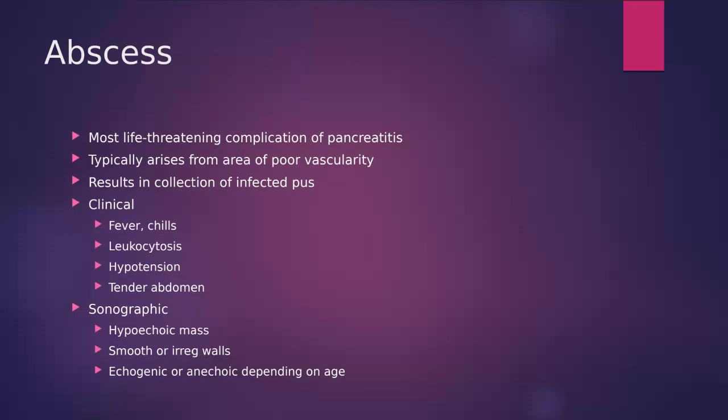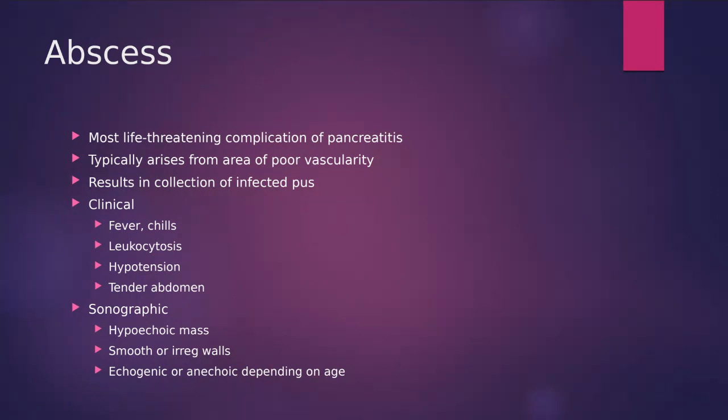Next, we have an abscess. So this is actually the most life-threatening complication of pancreatitis, whether it be acute or chronic. An abscess in the pancreas is usually going to arise from an area of poor vascularity. As we know, pancreatitis starts to kill off that normal functional tissue, right? If that normal functional tissue is not getting the appropriate supply that it needs, it's not functioning the way that it should, it's going to start to die off. And that starts with not receiving vascularity to that region of tissue.